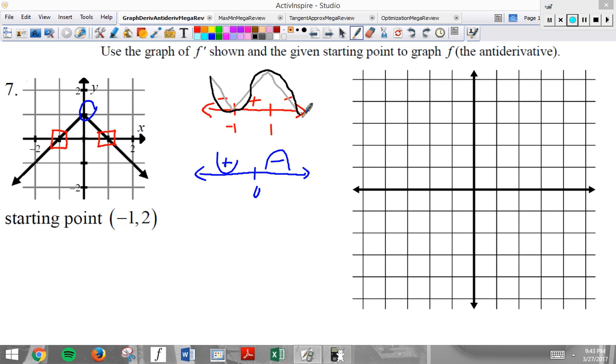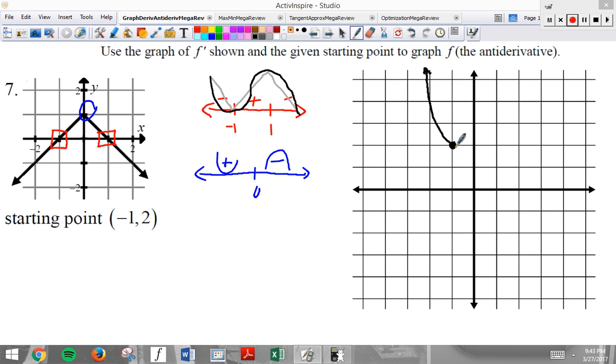So it should look like this. Ow. Sorry, I kicked myself. Oh, let's start the graphing point. Sorry, starting point -1, 2. Right here. Okay, this has to be a local minimum. Concave up and increasing.